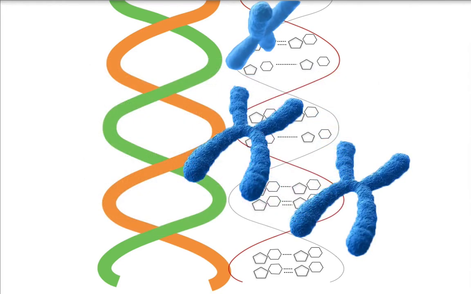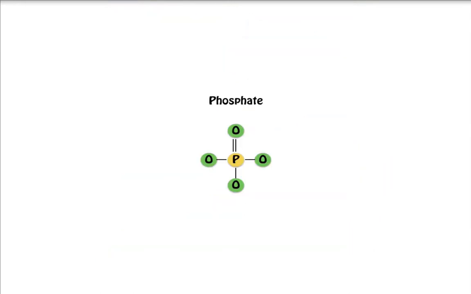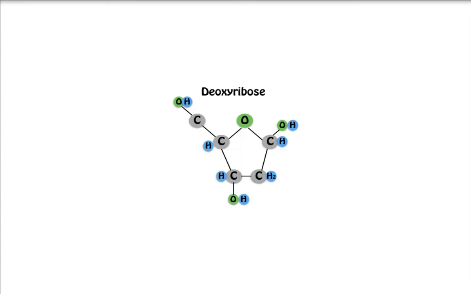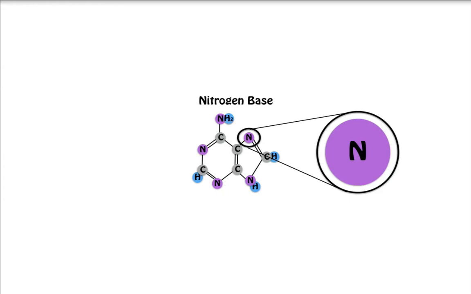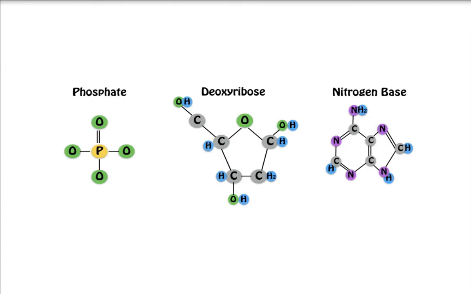Let's take a look at what this DNA is actually made out of. The first molecule we're going to be looking at is a phosphate. Then deoxyribose, which is the sugar group, and a nitrogen base. Why is it called a nitrogen base? Well, that's because it has nitrogen as one of its main atoms in this molecule. Now, looking over again the three main components for deoxyribonucleic acid, DNA: your phosphate, your sugar group, deoxyribose, and your nitrogen base.